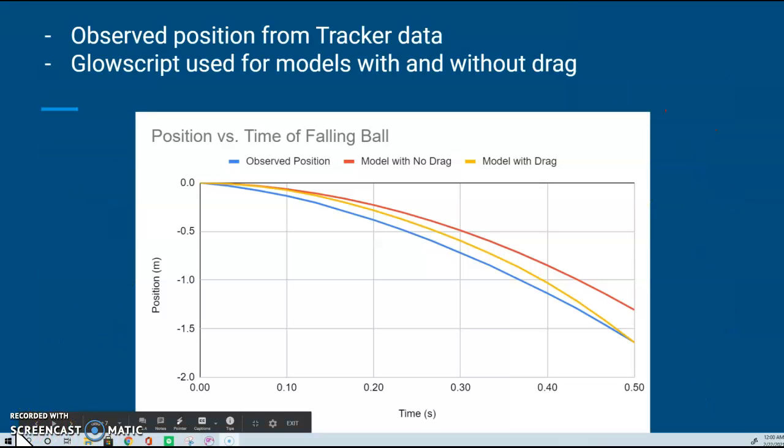I then graphed these different data points. The blue observed position line was obtained from the data points in my Tracker video. The red line is the model with no drag force where F net equals Fg. The orange line is the model that includes drag force, which is much more accurate as it ends in the same position at the same time as the observed ball. It is more accurate because it includes the drag force, which is present in the observed data.